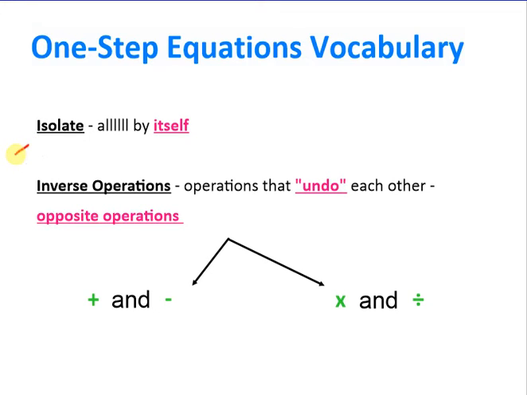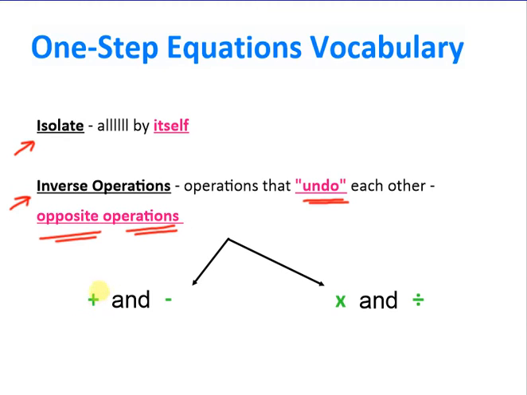The word isolate, you're going to hear me use a lot. Isolate means to put something all by itself. So you're going to hear me use the phrase isolate your variable. That's going to mean that we need to get the variable all by itself. The other term you're going to hear me use is inverse operations, and that means opposite operations. Those are operations that undo each other. And that's a pretty straightforward concept.